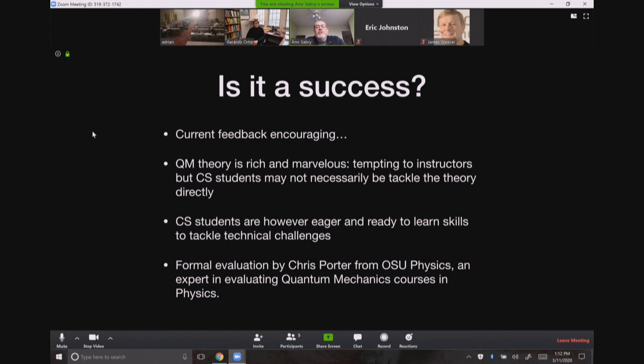And finally, my colleagues in physics introduced me to Chris Porter, who is from Ohio State physics. He is evaluating quantum mechanics courses and is an expert in that. He's excited to team with us to evaluate this new course. It's not a quantum mechanics course, but it's a new modality, a new space. So we're getting a formal evaluation from him to see how it works and how best to change or adapt when we offer this next time.